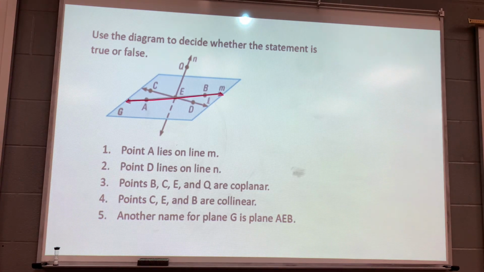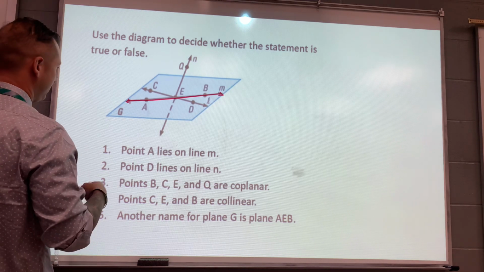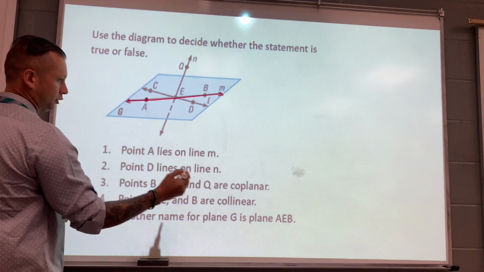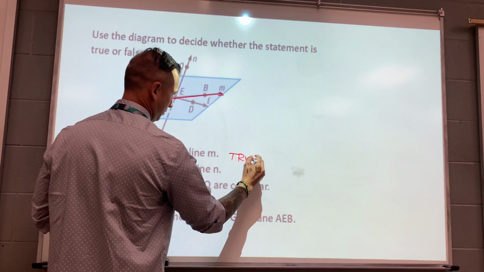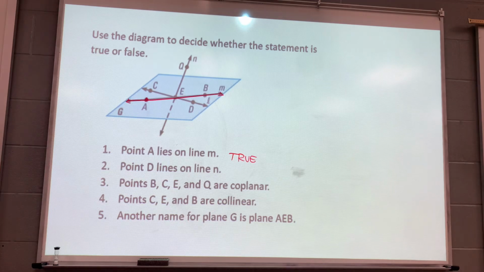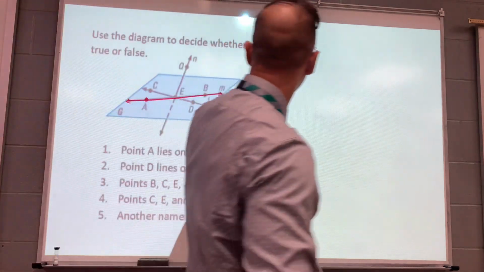Here's line M. Point A lies on line M. Point A here, that's true. Point A lies on line M. All right, line M, little cursive M.